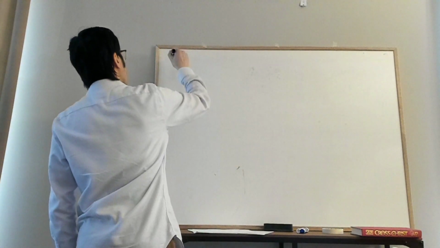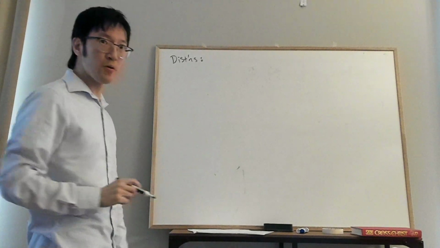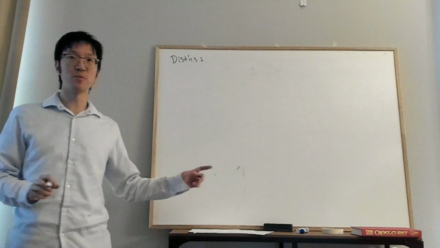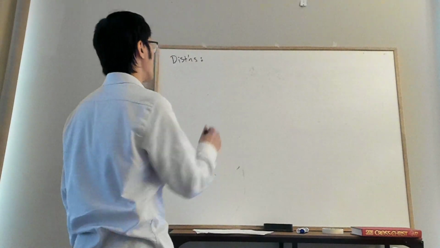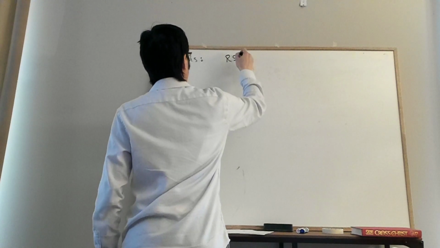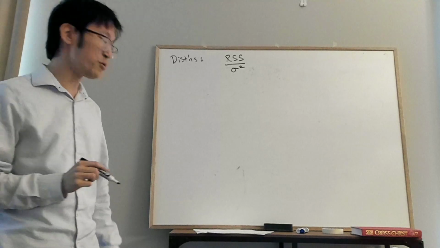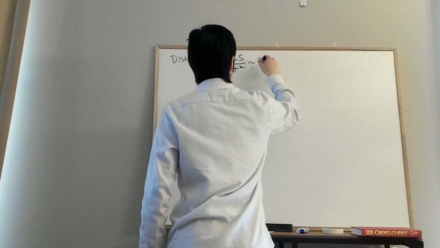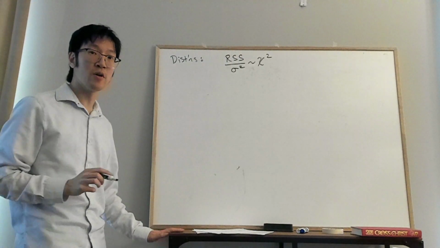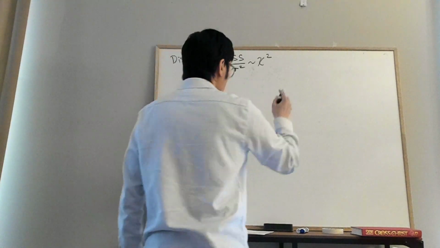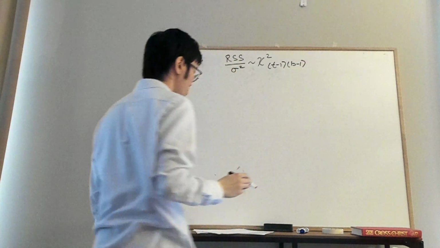Okay, so distributions. We know that the residual sum of squares is associated with a chi-square. Just to write it down for completeness, you take the residual sum of squares, divide by the true unknown sigma squared. That one follows a chi-square distribution. And what's the degrees of freedom? It's the degrees of freedom of the residual in the model. We saw that before. It is t minus 1 times b minus 1.